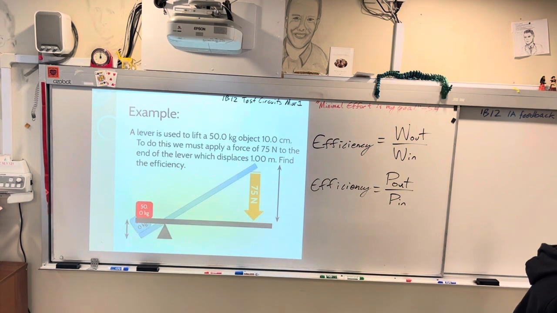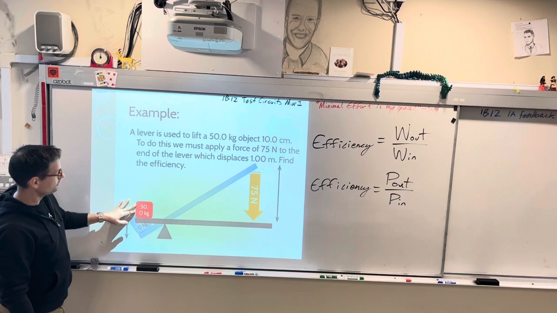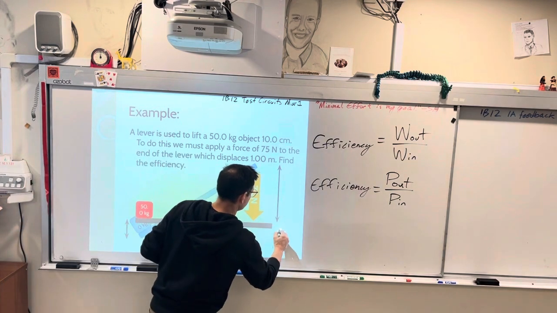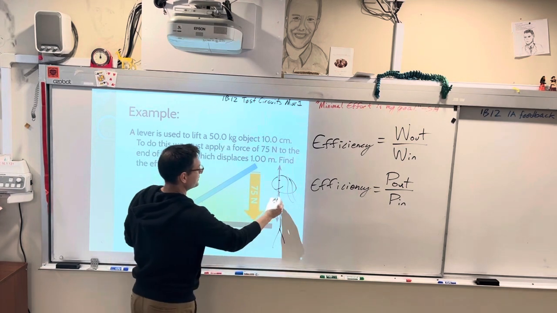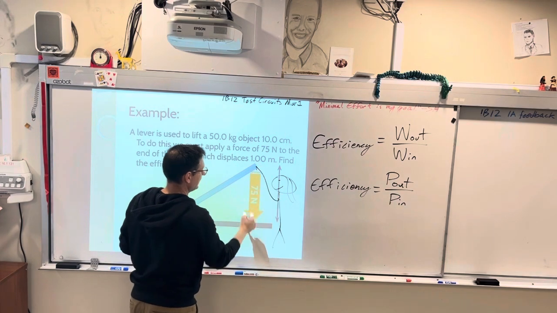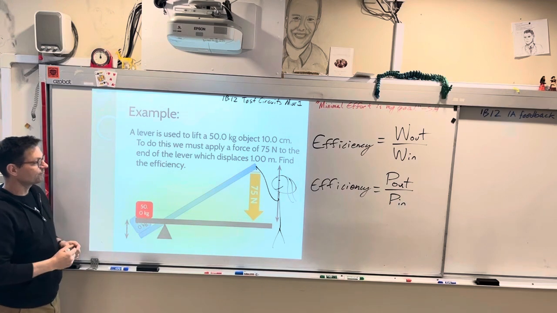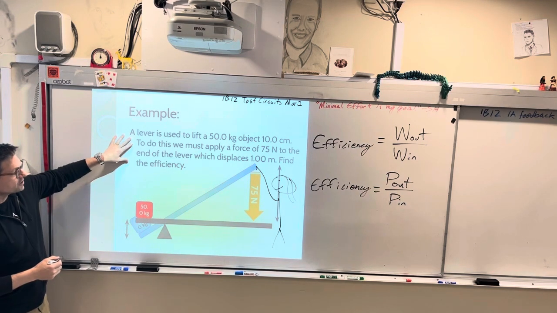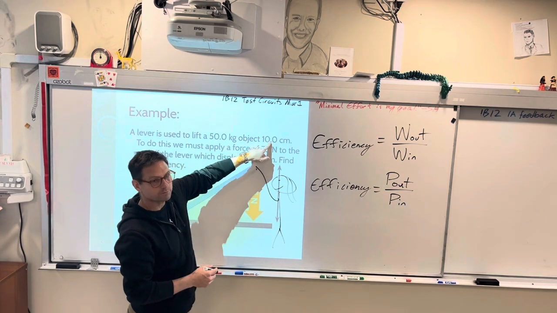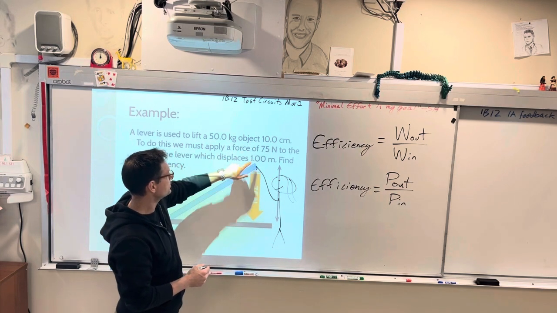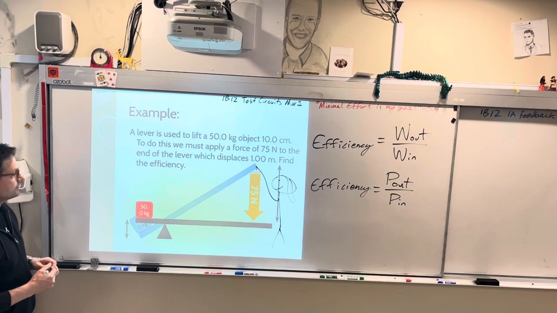So let's do a quick one here. If you have a lever, Kiana's here, and she's going to grab this thing and pull it down with 75 newtons of force. And she's lifting a 50 kilogram weight. So she applies 75 newtons and the 50 kilogram object only moves 10 centimeters. She's moving 1 meter, and we want to find the efficiency of that lever.